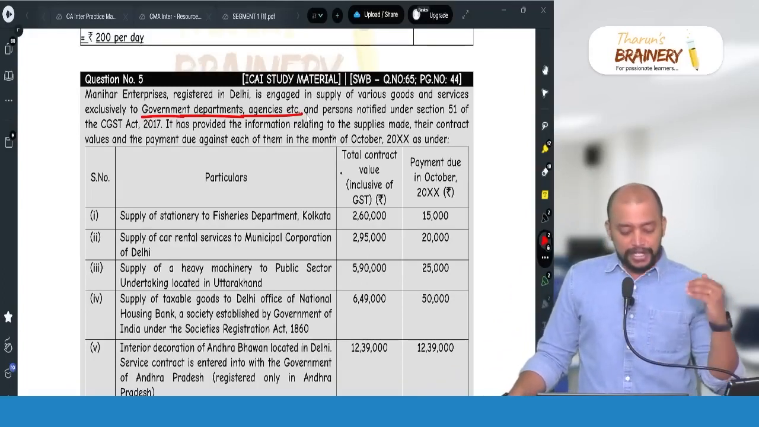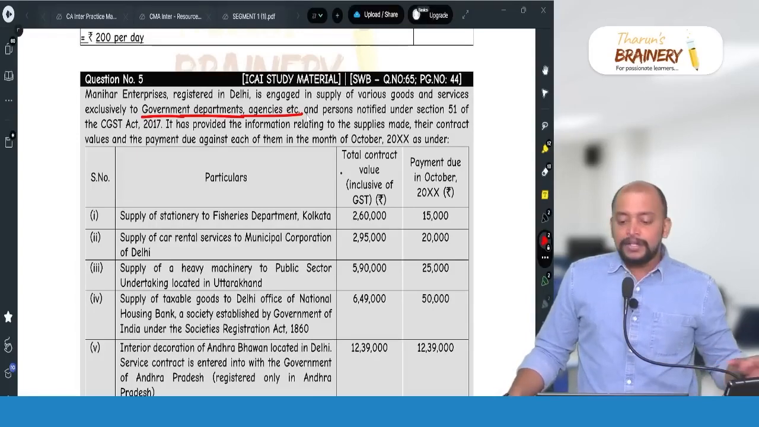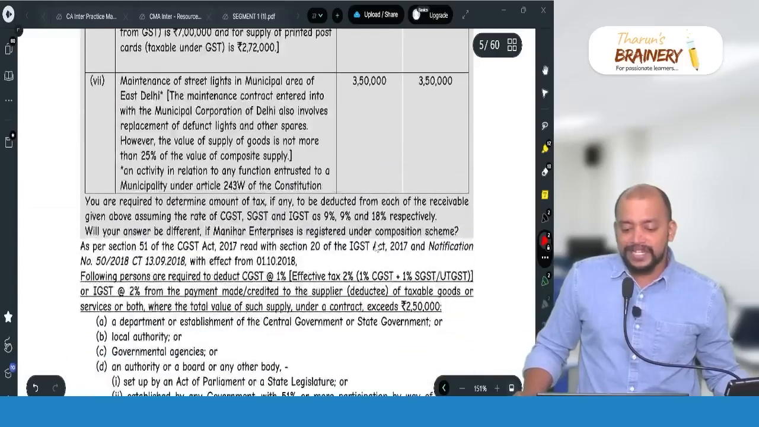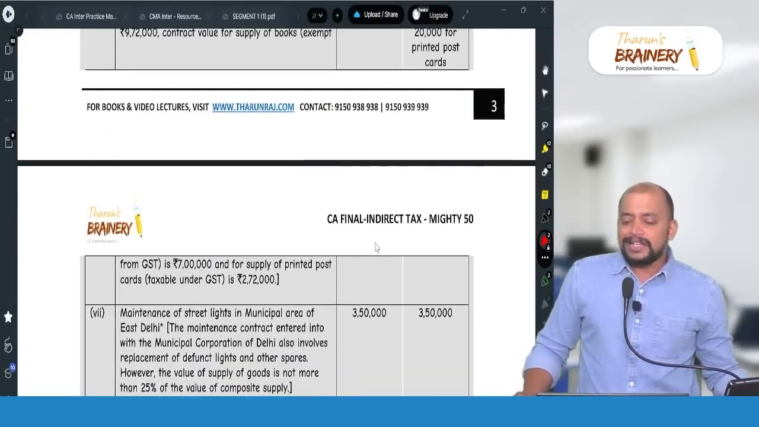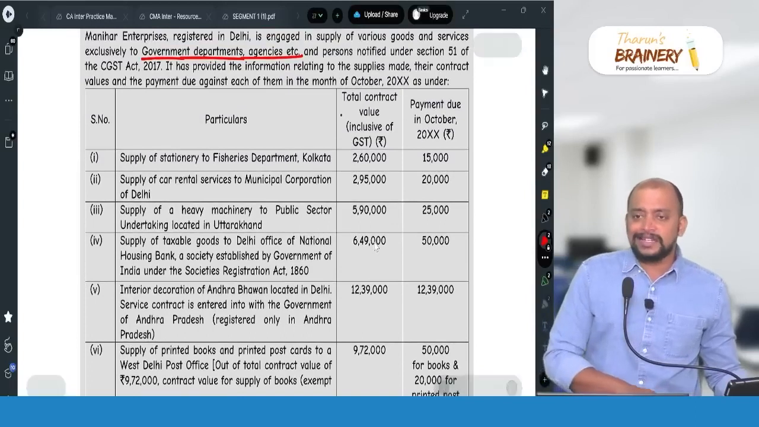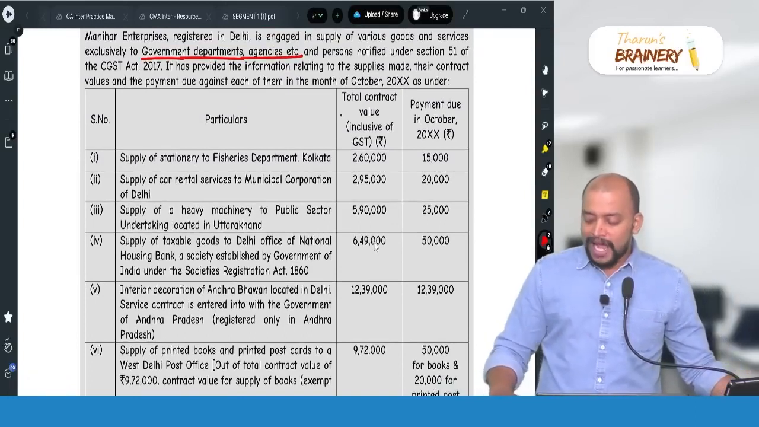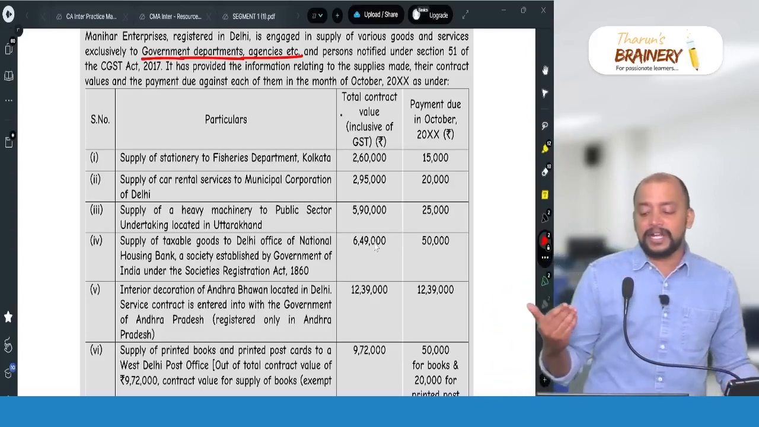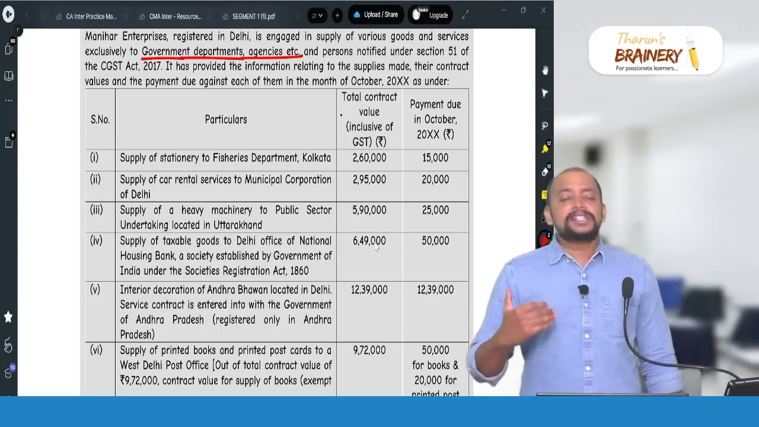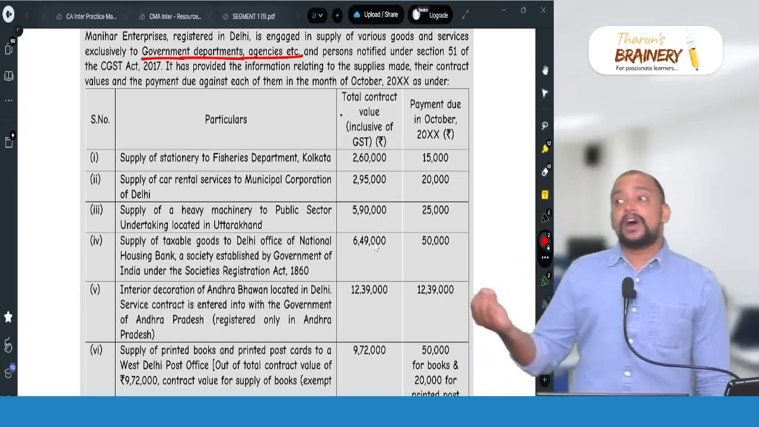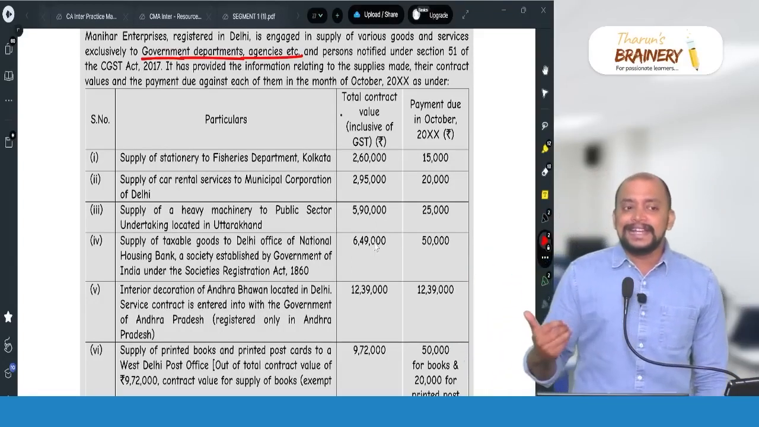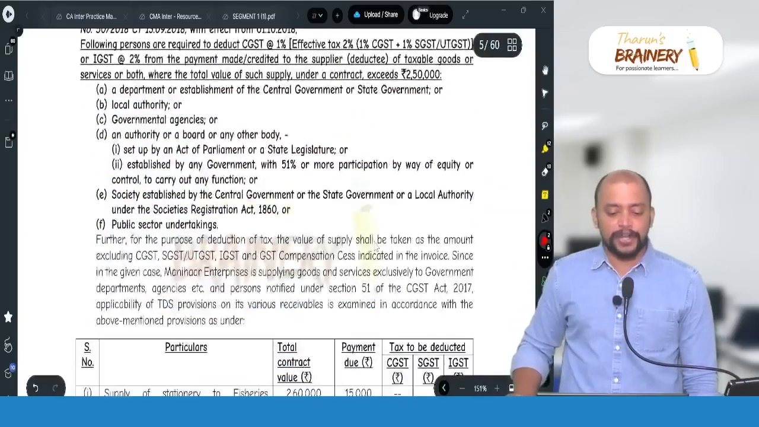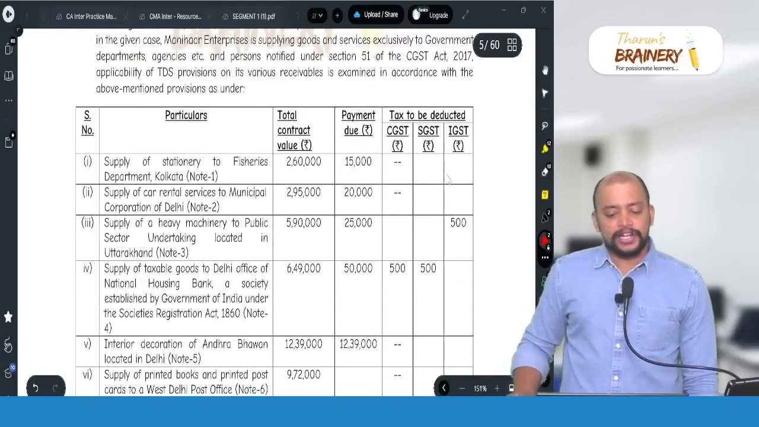Now, supply of stationery to Fisheries Department of Kolkata, 2,60,000 inclusive of GST. Now we need to know what is the rate of GST with respect to this. 18%. So 9, 9, 18. So 18% you take, 2,60,000 into 100 divided by 118, that is 2,20,338. As the value of supply under the contract does not exceed 2,50,000, TDS is not applicable. So that's what we need to write as the explanation for the first point. For the first point, TDS not applicable.